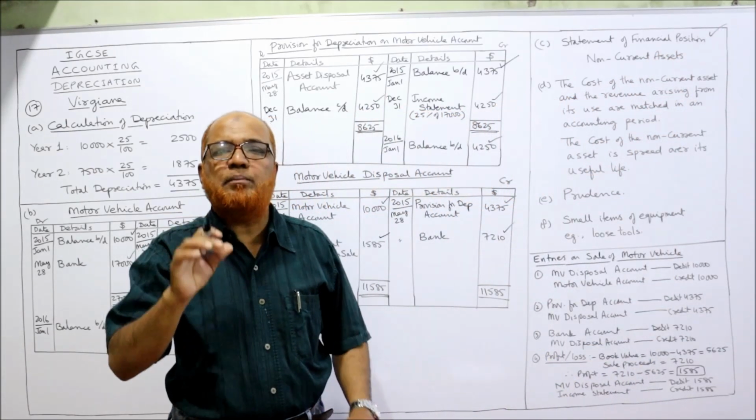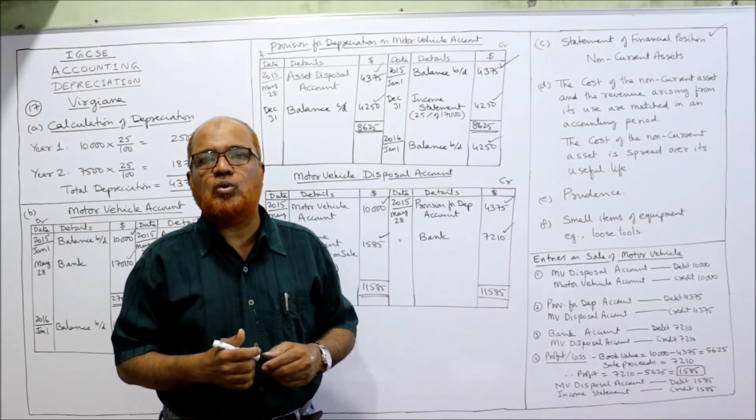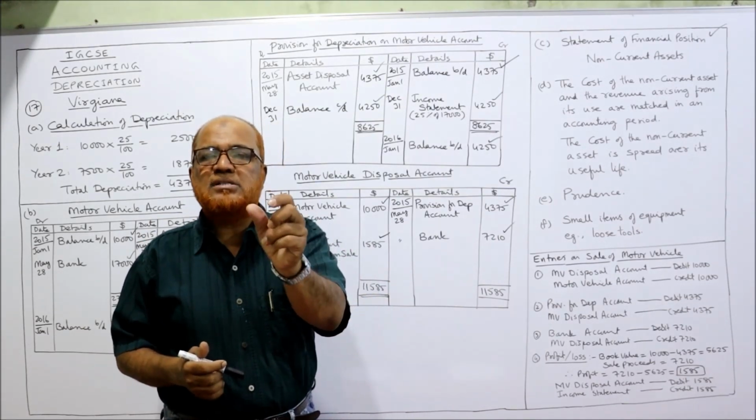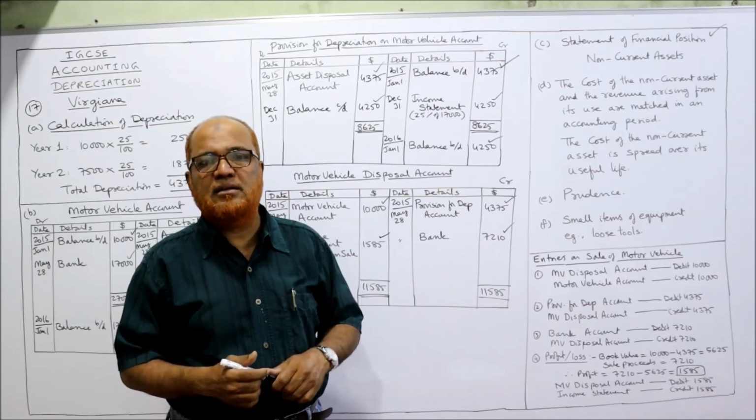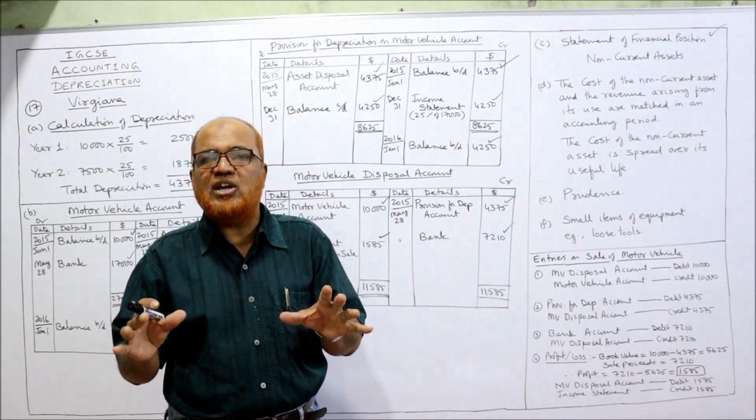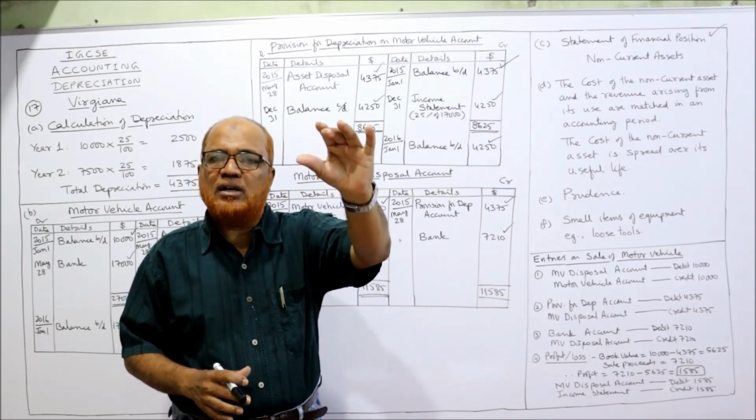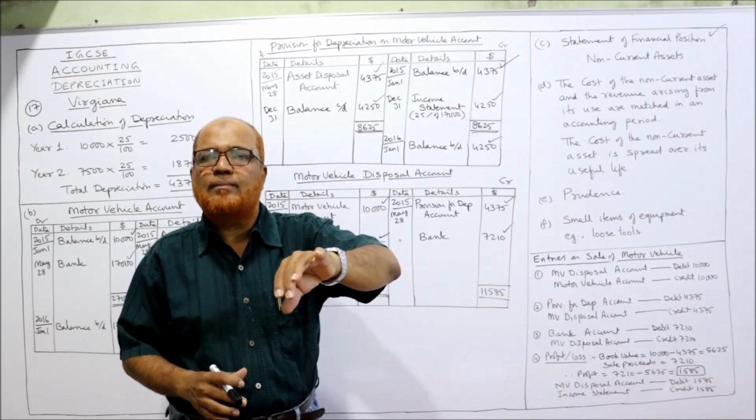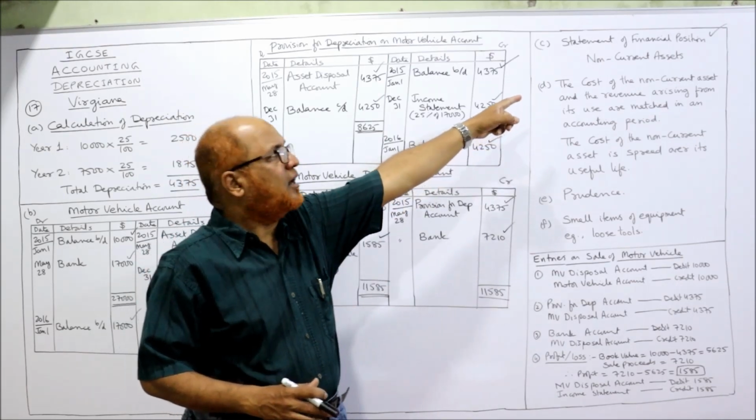So under statement of financial position, in which section it will be shown? The provision for depreciation will be shown under non-current assets. So in statement of financial position we have assets. In assets we have non-current assets and current assets. But the provision for depreciation will be shown under non-current assets.